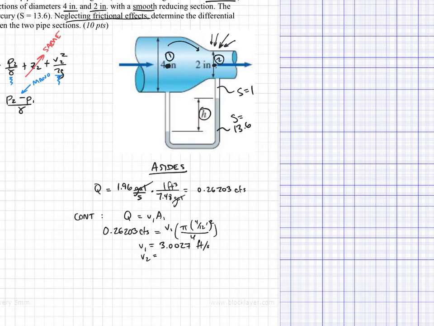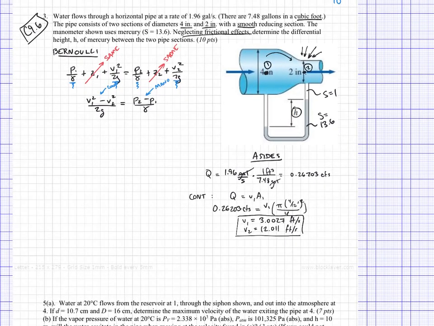So this is going to be 12.011 feet per second. Okay, so there's V1 and V2. So we'll go ahead and box those off. Those are going to go in on the left-hand side of the Bernoulli.